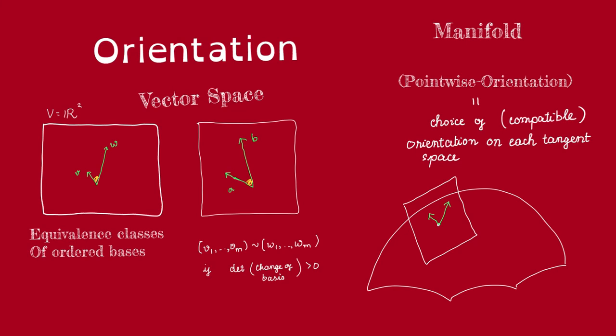So on a general vector space V, an orientation is an equivalence class of ordered bases, where two ordered bases are equivalent if the determinant of the change of basis matrix between them is positive. Then we say a pointwise orientation for a general manifold M is a choice for each tangent space, right? For each tangent space, we choose an orientation in a way that is compatible. We'll explain what compatible means later. Next up, we want to talk about some induced orientations: the orientation induced on a boundary of a manifold, on products of manifolds, and so on.